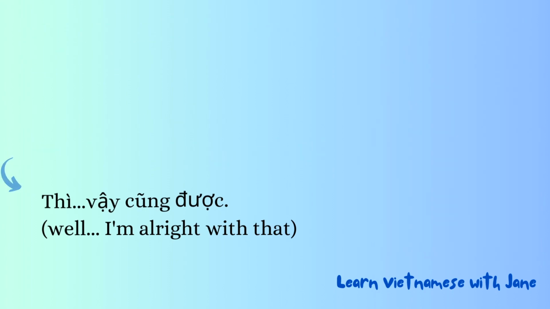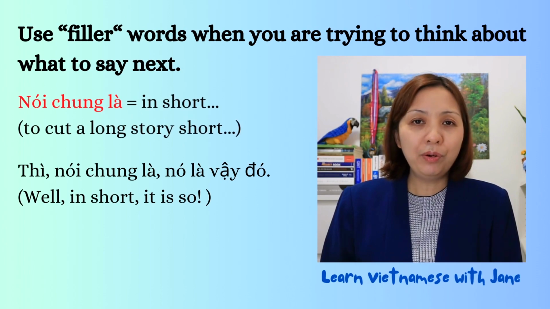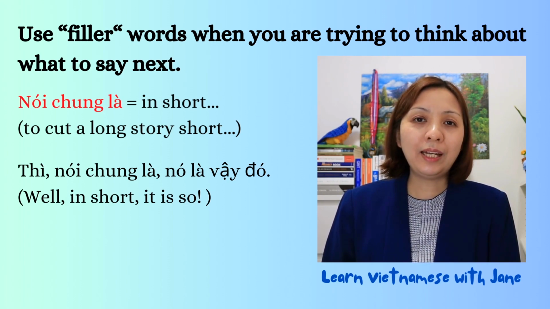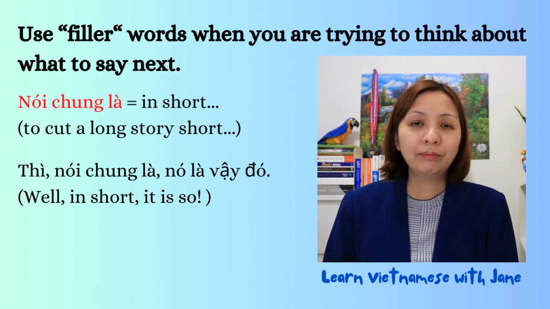vậy cũng được. Another filler word that you can use is the word nói chung là. Again, nói chung là, which means in short. So you can use this filler word when you are trying to organize your ideas and you just want to say it as generic as possible. For example, you can say, thì nói chung là nó là vậy đó.